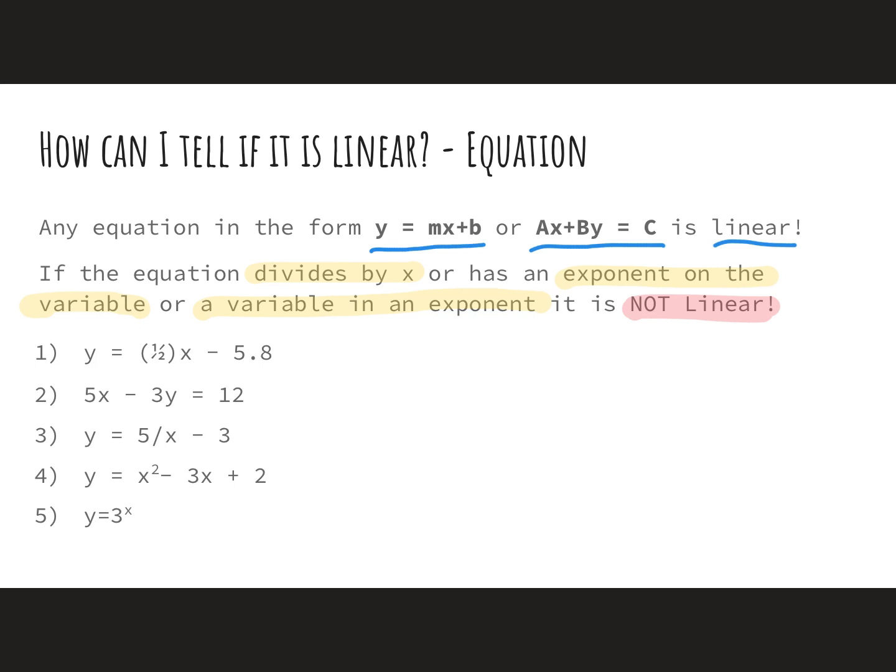So let's look at each one of these and decide if it's linear. So the first one, y equals 1/2 x minus 5. This is y equals mx plus b. So our m is 1/2, our b is negative 5. So this one is linear. Our next one, 5x minus 3y equals 12. Again, that's ax plus by equals c. So this one is linear.